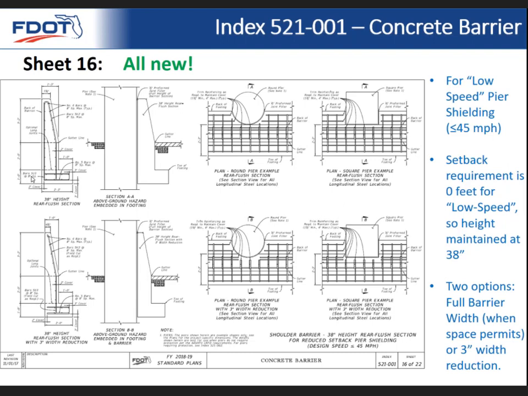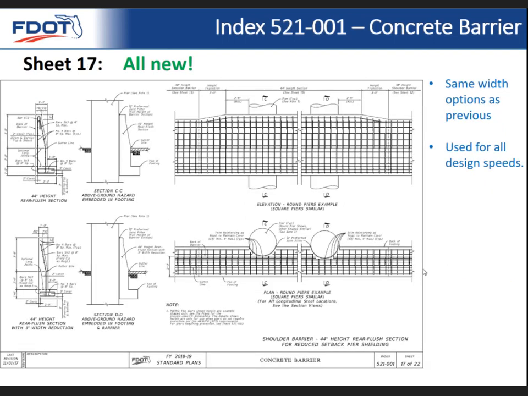And then we also have 2 options. So the first thing you would go for is to keep the full section width when shielding this pier, just out of ease of constructability for contractors. If you absolutely had to, because you're very pressed on space, you can go with the section that has a 3-inch reduction, where the barrier essentially wraps around the pier.